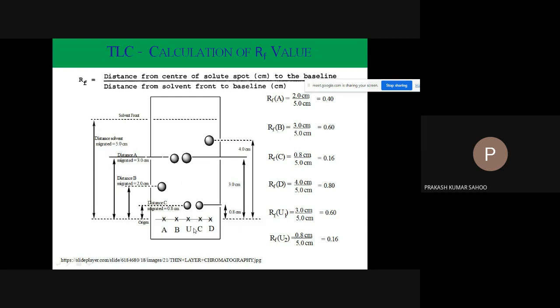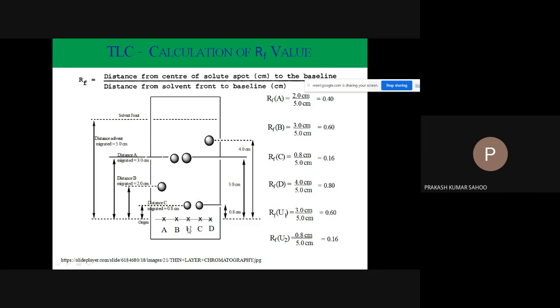Let's have our first sample, that is A. The distance covered by A is 2 centimeter. So what is the RF value? RF value will be the distance covered by the sample solute, that is 2.0 centimeter, divided by the total distance traveled by the solvent, that is 5.0. So RF of A will be 2.0 by 5.0, that is 0.40. Similarly for B, the distance traveled is 3.0 and the distance traveled by the solvent is 5. That means 3.0 by 5.0, which is equal to 0.60.